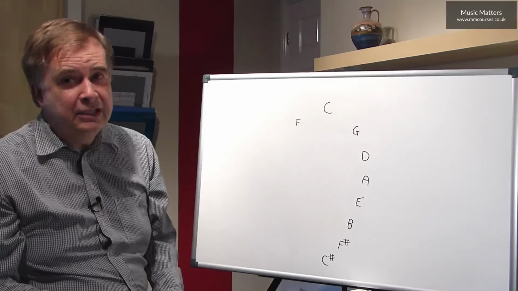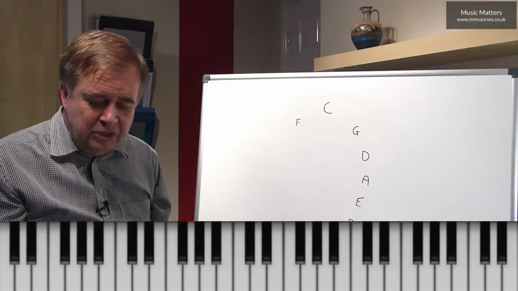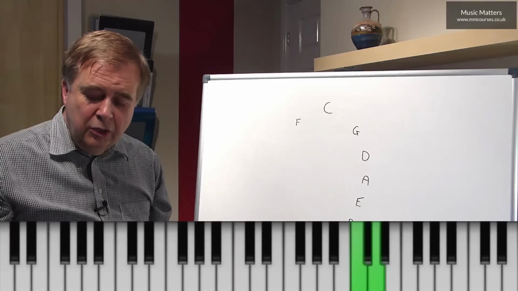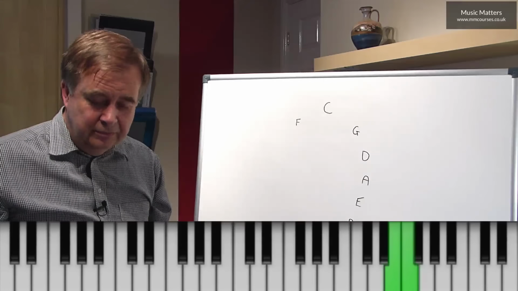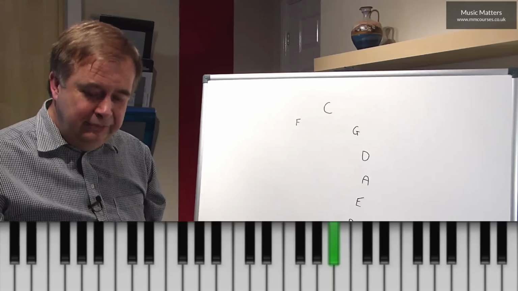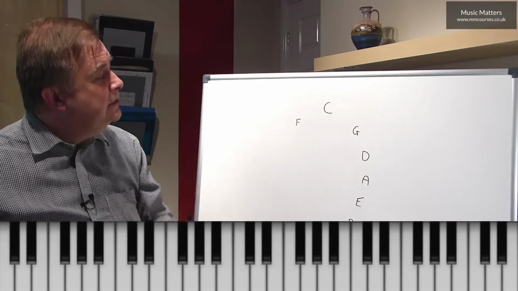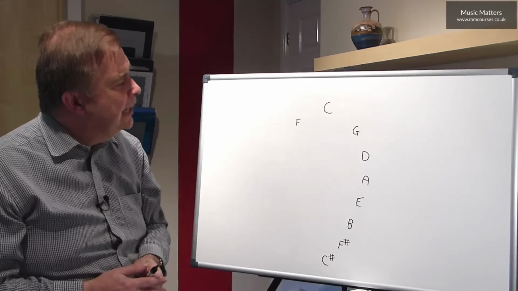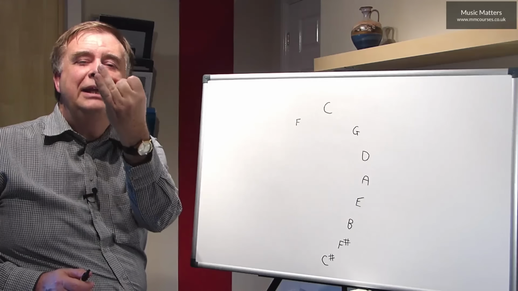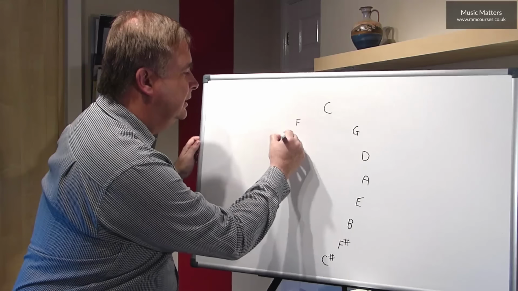If I start on F and I do the pattern of tones and semitones that we know for a major scale, I get this: tone, tone, semitone, tone, tone, tone, semitone. So in other words, I get F, G, A, B flat, C, D, E, F. So F major has got one flat. Let's go down another fifth, or go up a fourth if you prefer. F, E, D, C, B. So the next key we're going to look at is B.